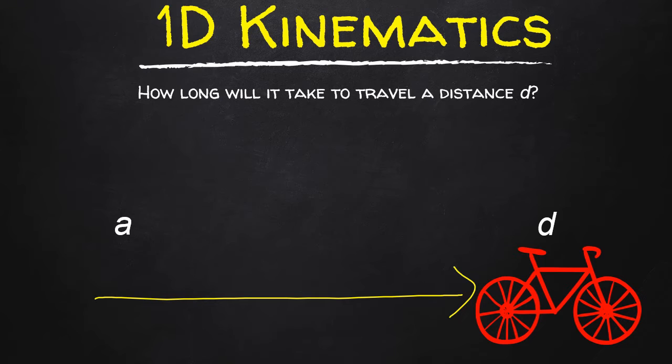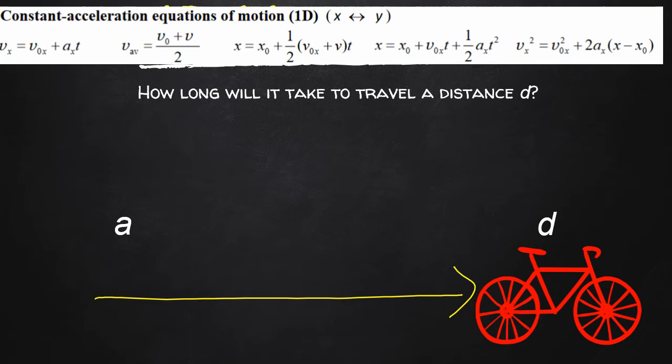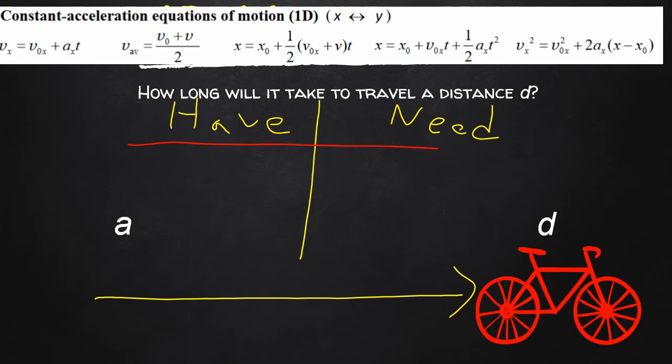What some people do is at this point, they just look at the equations, try and pick one that looks like it might work, and then go with it and see what happens. But that's really not the best way to do it. What you should do instead is write down the things that you have on one side and write down the thing or things that you need on the other. Doing this will make it much clearer which equation to choose.